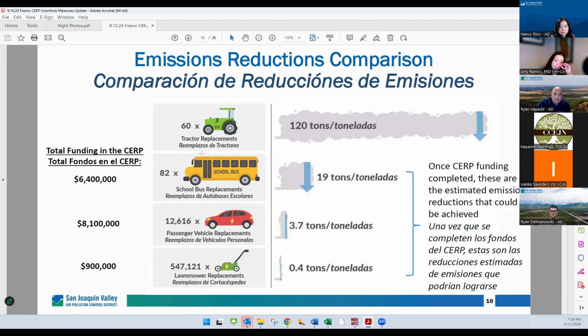It's just in comparison to some of these other opportunities, there's a lot more emission reductions that you can get that overall will have a significant impact in improving air quality in the boundary.